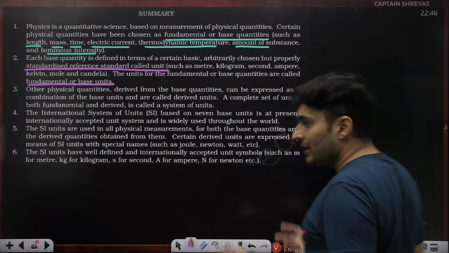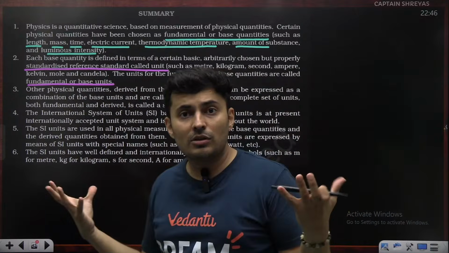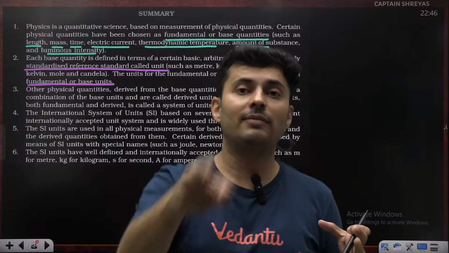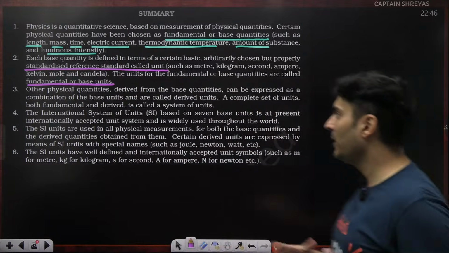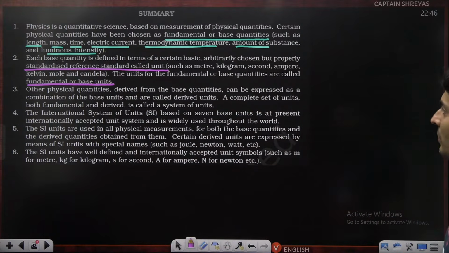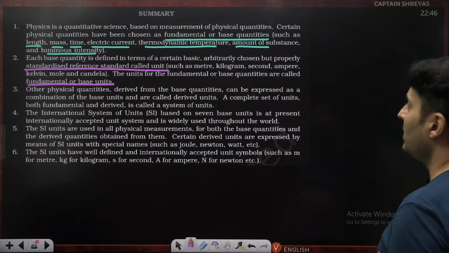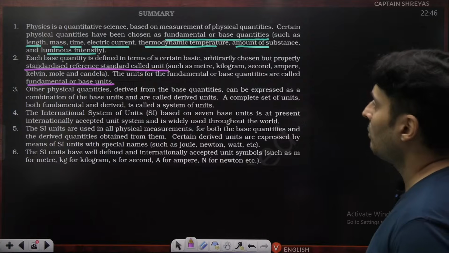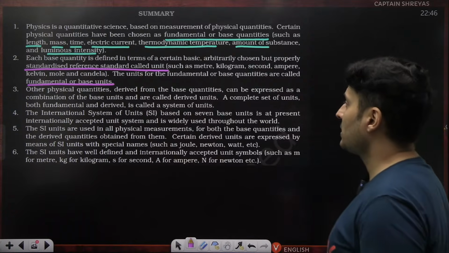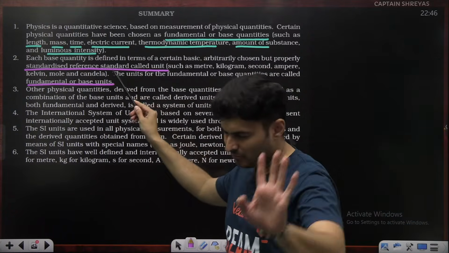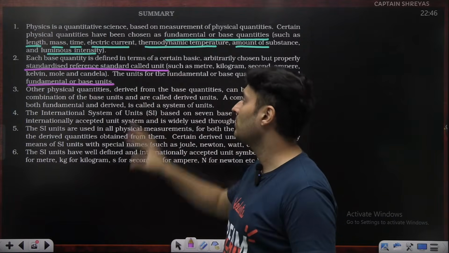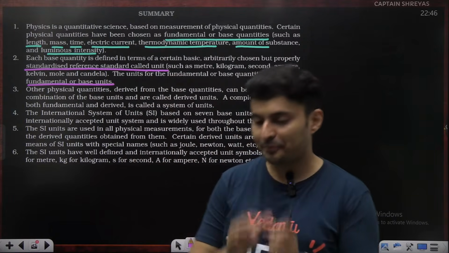Understand that. Length can be measured in centimeters also, meters also. Meter is the fundamental unit. Understand that. Okay. Like that, the units for the fundamental or the base quantities are called the fundamental or the base units. Right. Other physical quantities. I'm so sorry, guys. I gave a wrong explanation of this. Again, I'm repeating over here.